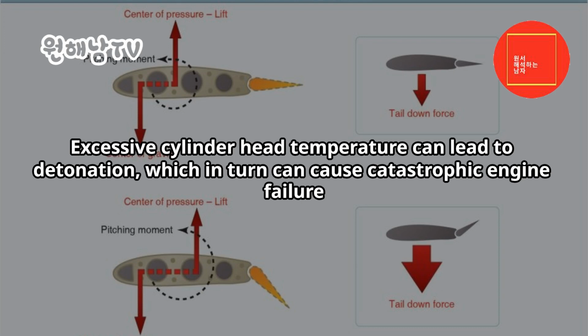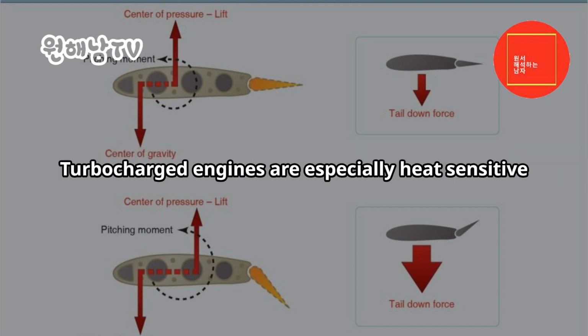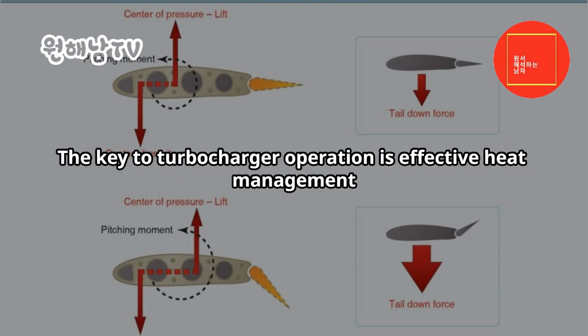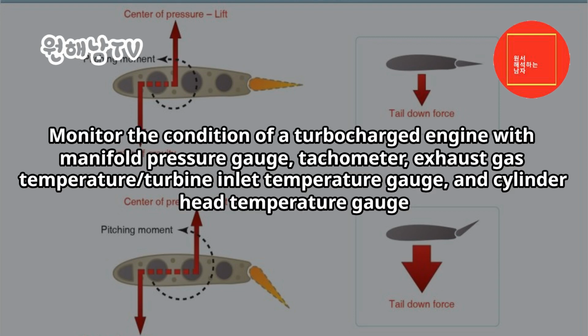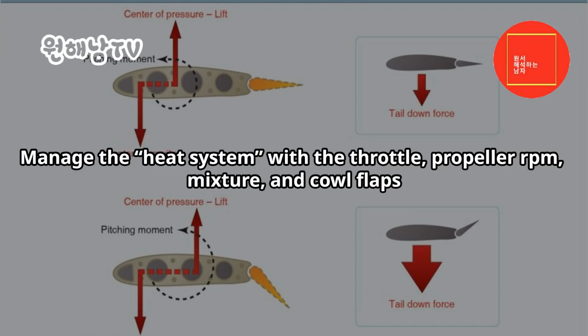Excessive cylinder head temperature can lead to detonation, which in turn can cause catastrophic engine failure. Turbocharged engines are especially heat sensitive. The key to turbocharger operation is effective heat management. Monitor the condition of a turbocharged engine with manifold pressure gauge, tachometer, exhaust gas temperature, turbine inlet temperature gauge, and cylinder head temperature gauge. Manage the heat system with the throttle, propeller RPM, mixture, and cowl flaps.